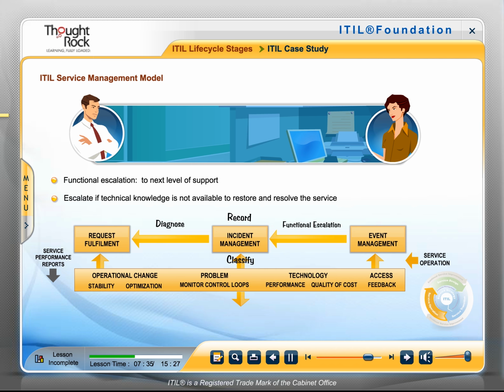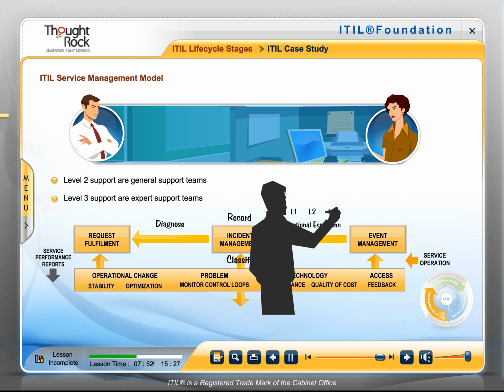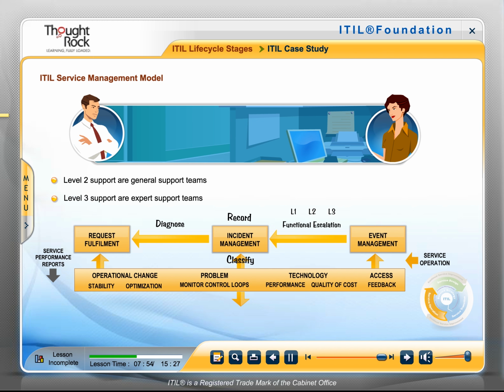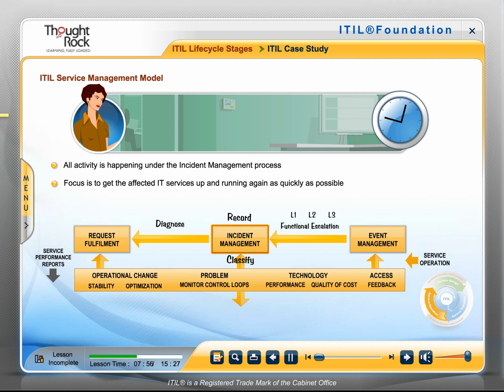This involves finding out who is responsible for the systems, since the analysts didn't have the technical knowledge to restore and resolve the service. In ITIL, we also talk about different levels of escalation, where the service desk is level 1 support, general support teams are level 2 support, and expert support teams form level 3 support. Continuing our example, if level 2 support can't restore and resolve within defined time limits, then they would functionally escalate to the final level 3 support teams.